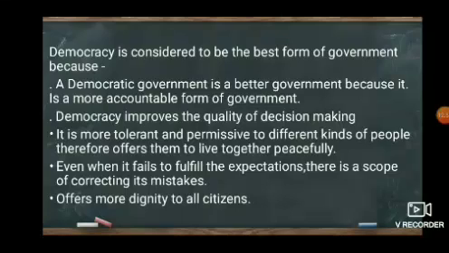Last point is democracy offers more dignity to all citizens. Here in a democratic country, each citizen gets equal respect, whether citizens are educated, uneducated, poor or rich. They all get equal dignity, meaning equal respect in the democratic country.